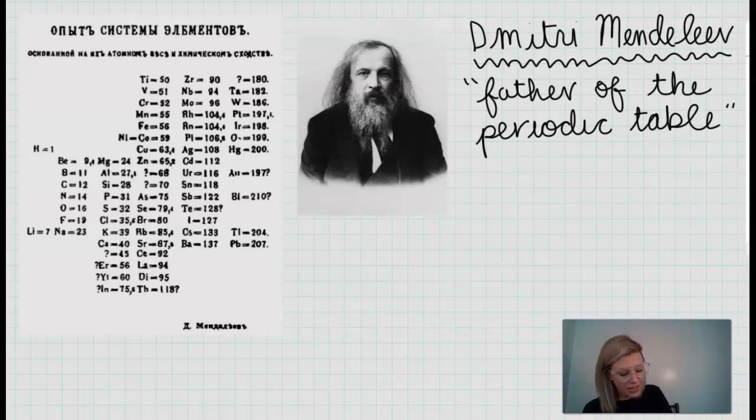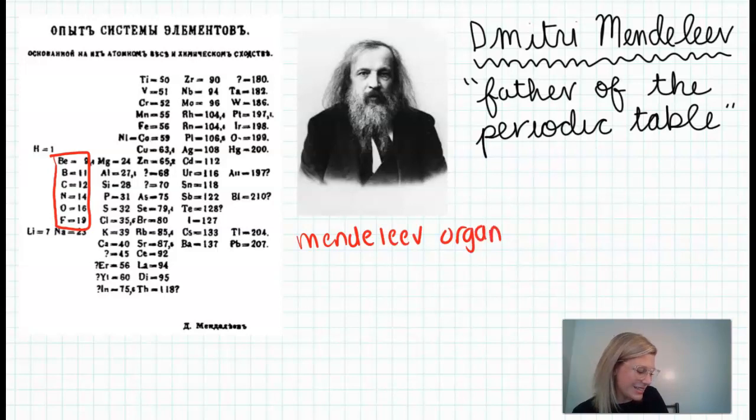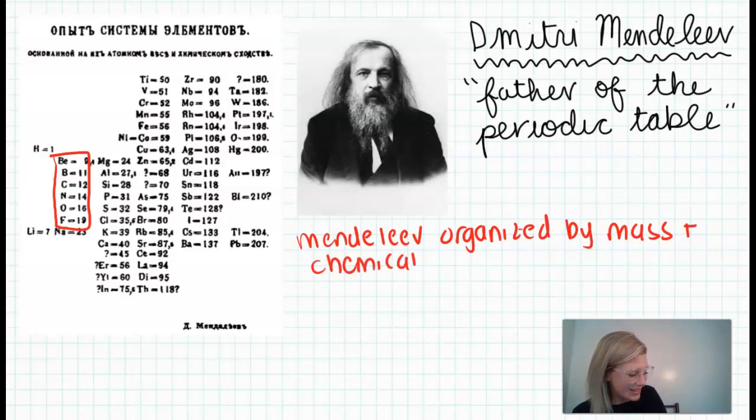Now notice he has beryllium, boron, carbon, oxygen, nitrogen, and fluorine all listed here in a column. But if you look back at what we just talked about, those are actually all things that belong in the row, or in the period. So his was organized up and down, instead of being flipped this way like ours. But how was his organized? So Mendeleev organized by mass and chemical property. Mass and chemical property.